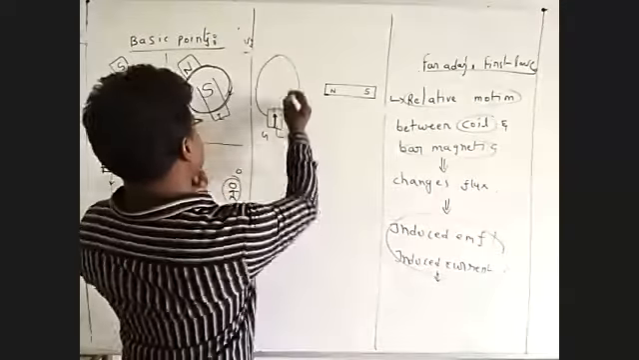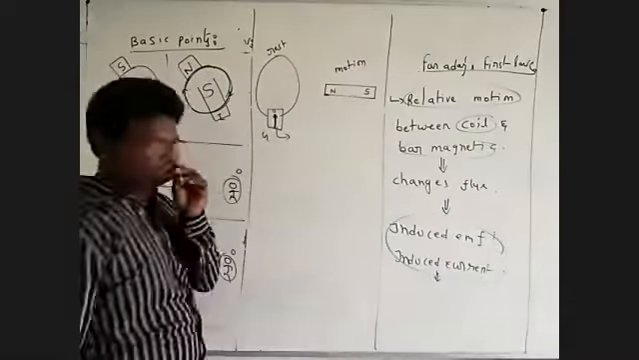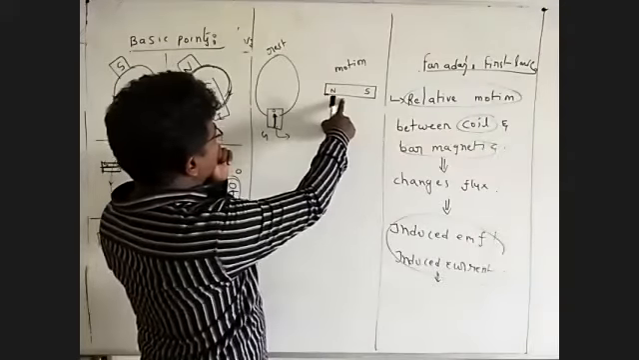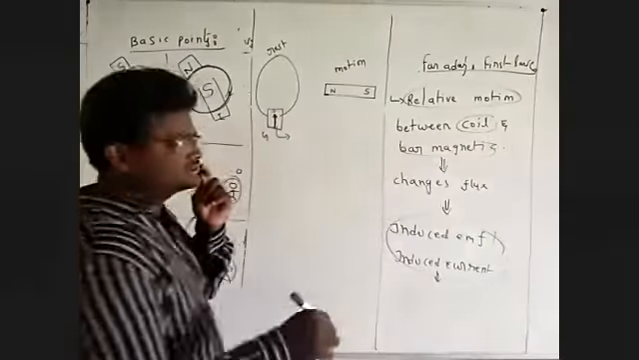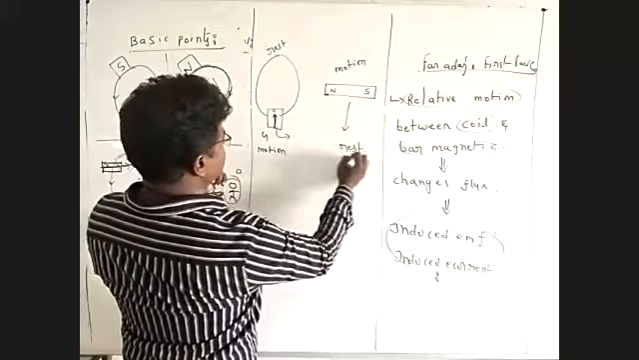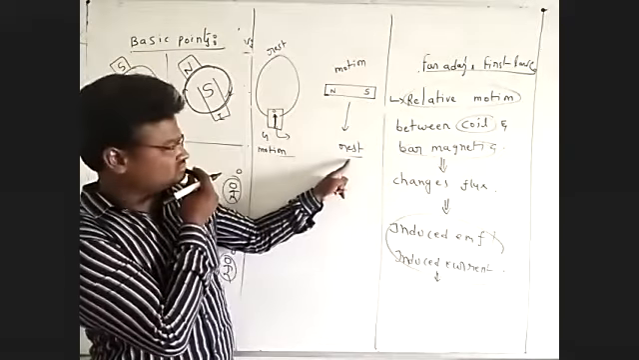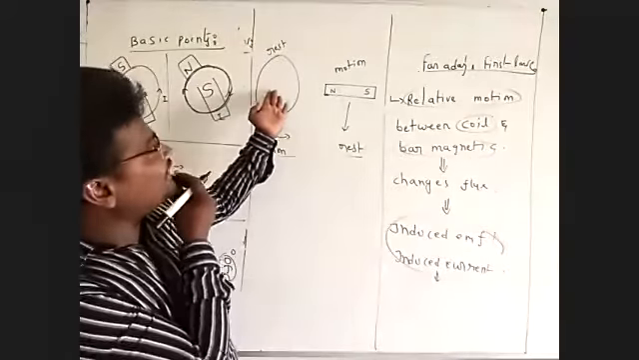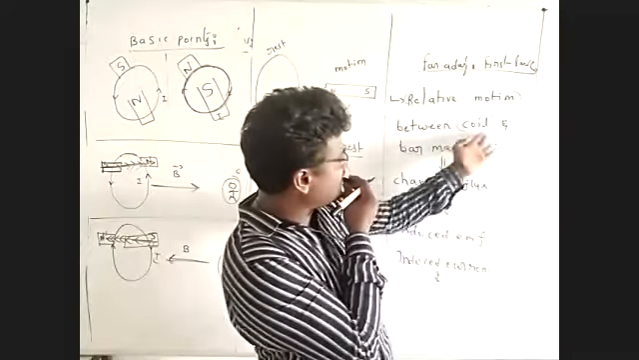It means one should be at rest and the other in motion. The coil is at rest and the bar magnet is in motion. That is the meaning of relative motion between coil and bar magnet. Otherwise, this is in motion and this is at rest. The coil is in motion but the bar magnet is at rest. That is also relative motion between coil and bar magnet. Otherwise, the coil is at rest and the bar magnet is in motion. That is also relative motion.